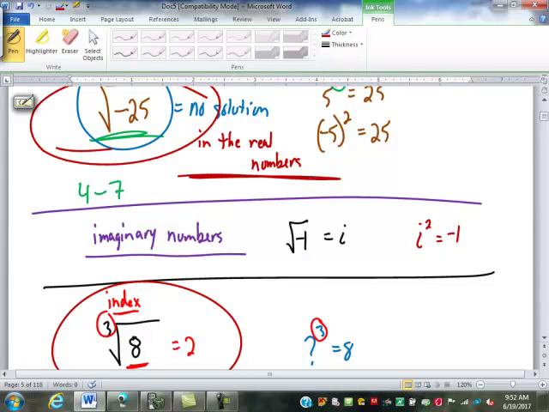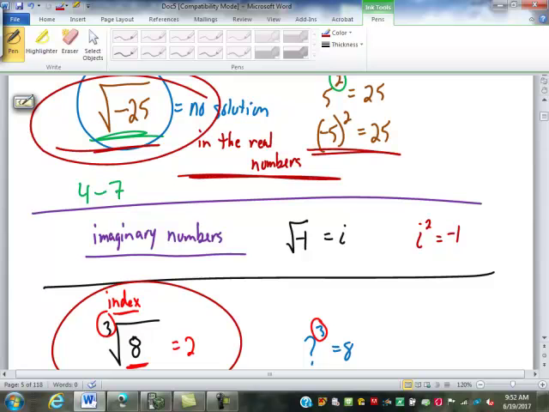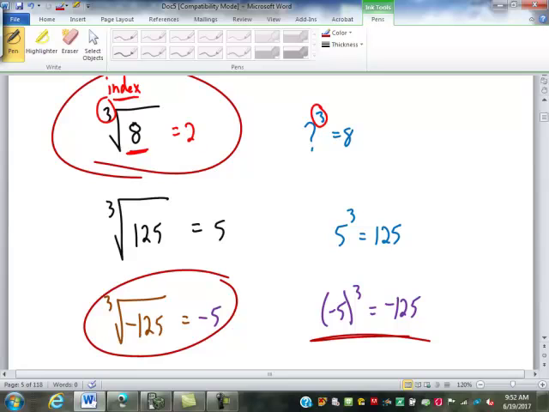Because this was a square root. Go ahead. That's square and the other one is odd. Perfect. That was a square root, which means it involves the power of 2. This is a cubed root or a third root, which means it involves the power of 3, which is odd. And when we have an odd power in our exponent, we can get negative results. So when we're going backwards, we can start out with negative numbers.